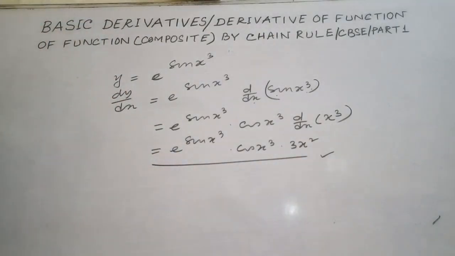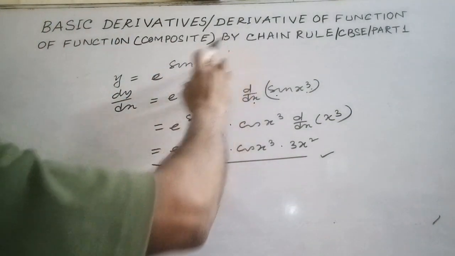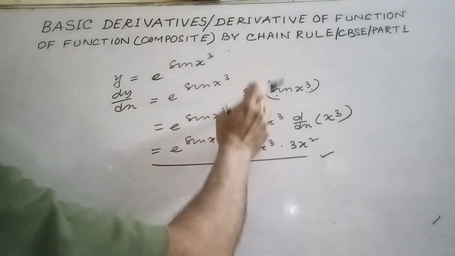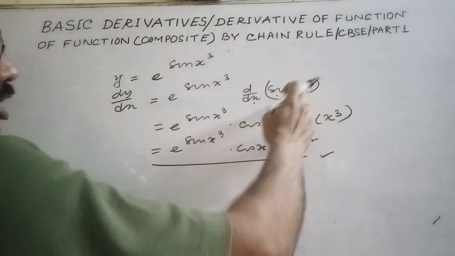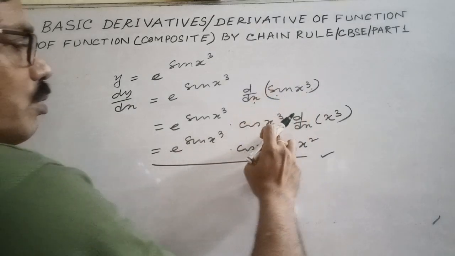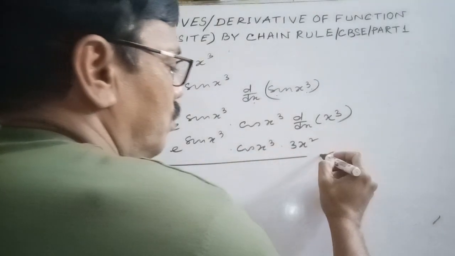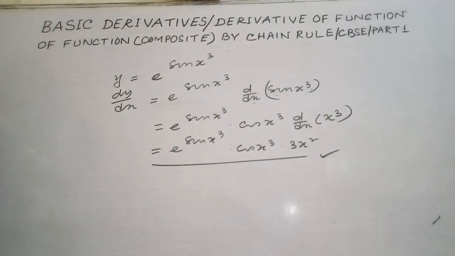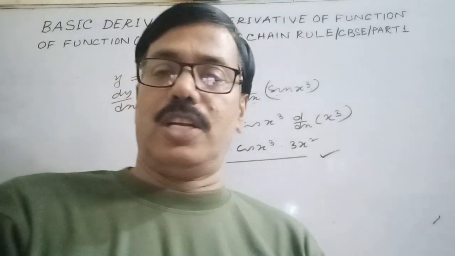Look at it again. The original function is e to the power sin x^3. So the derivative of e to the power x is e to the power x. So e to the power sin x^3, then d/dx of this argument. Then the derivative of sin x^3, I have already stated, is cos x^3 into d/dx of x^3. So e to the power sin x^3 cos x^3 into 3x^2. So we can find the derivative of a function even if the argument is not linear, by the chain rule.